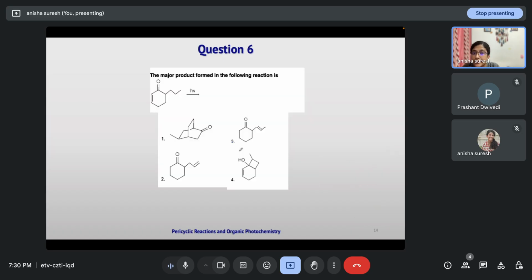Now coming to question number 6. The major product formed in the following reaction is. Here also we have a carbonyl compound, and under photochemical reaction it will undergo some sort of reaction giving a product. So out of these 4, which is the right answer?